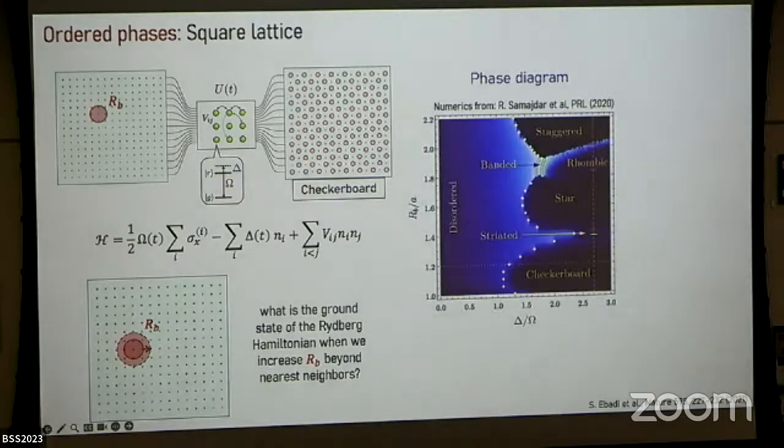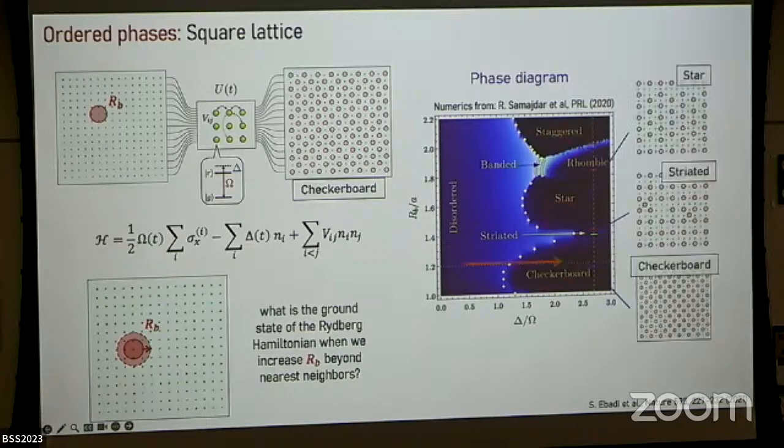This was studied in this theory paper, where they mapped out the phase diagram of the square lattice as a function of the detuning delta and as a function of the blockade radius. So this is the ratio of the blockade radius over the lattice spacing. And here you see there are some other phases that occur, and we can probe this in the experiment. Here you see our usual checkerboard pattern. Then you have these two other phases that we looked at in this paper here. This one is called striated, and you have a star phase and so on.